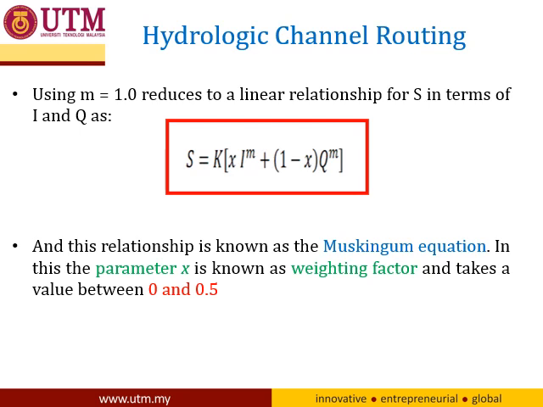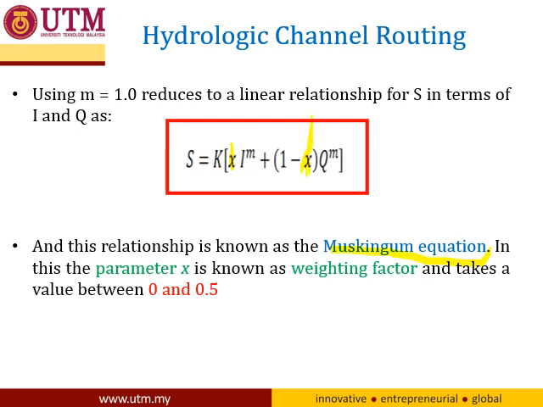If you use m equals 1, it becomes a linear relationship, like y equals mx plus c. So if m is 1, S will be K times x I plus 1 minus x Q. This relationship is known as the Muskingum equation. In this, the parameter x is known as the weighting factor.